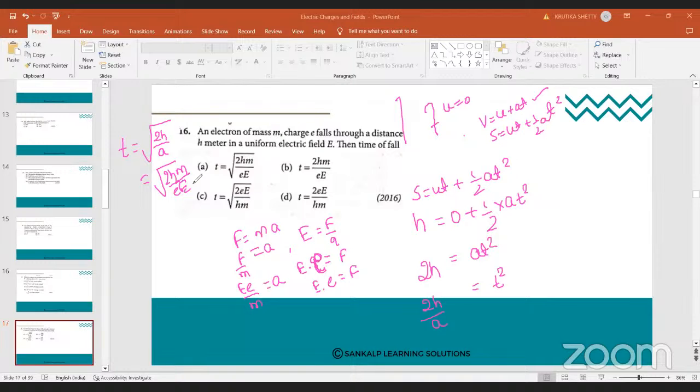So let's see who all got the correct answer. So Chitra, Meghana, Sushmita, Gautam, Sapana, Ankita. Is it clear, everyone? So it is option A. Okay, I hope it is clear to everyone. I'll go for the next question.